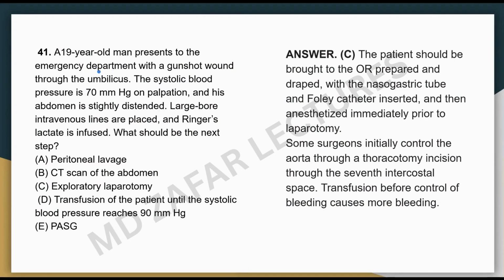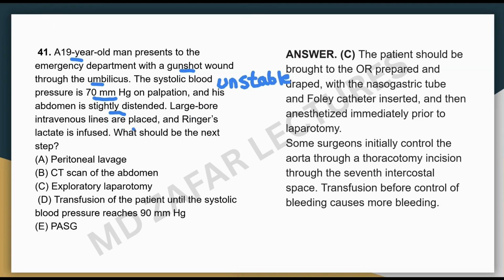So the next question states that there is a 19-year-old man who presented to the emergency with a gunshot wound around the umbilicus. The systolic blood pressure is 70 mm Hg, and on palpation his abdomen is slightly distended. Now, till now we have established that the patient is hemodynamically unstable, and after this we have to see what the question is demanding from us.